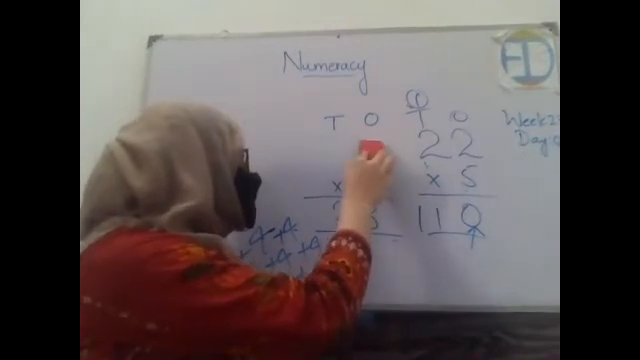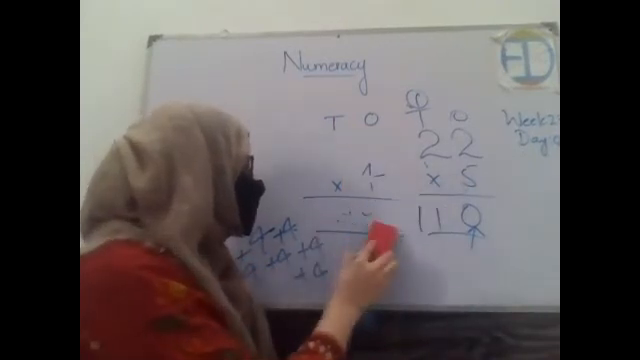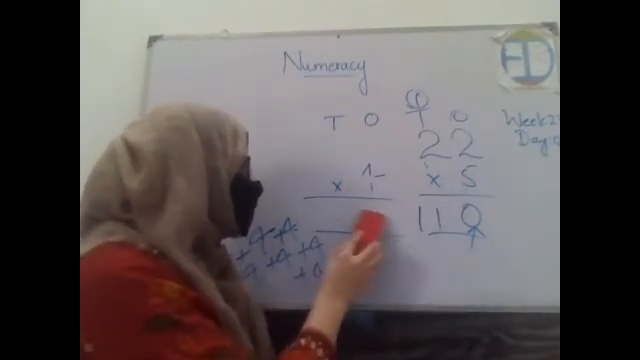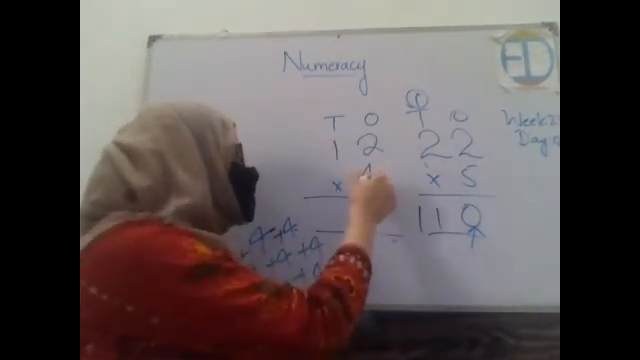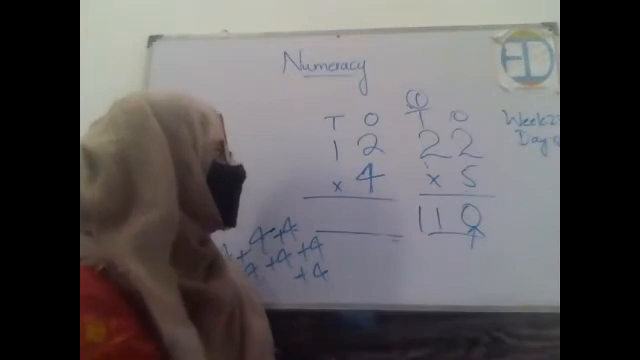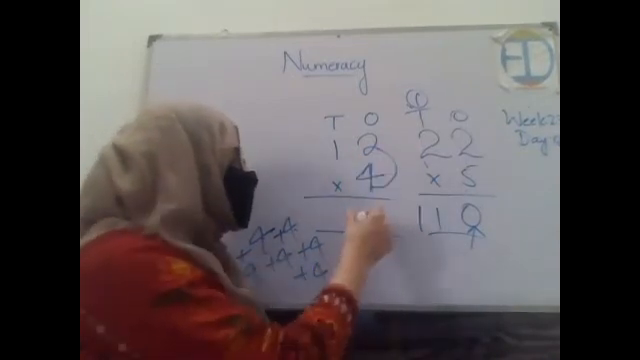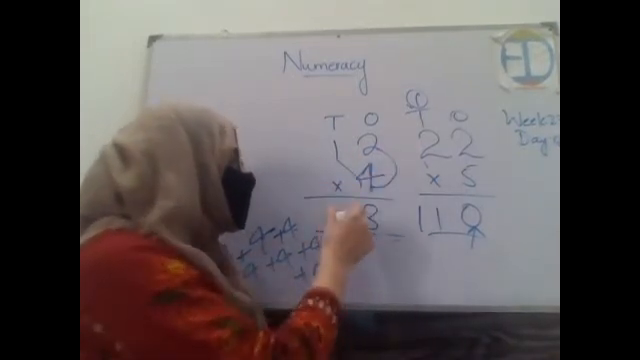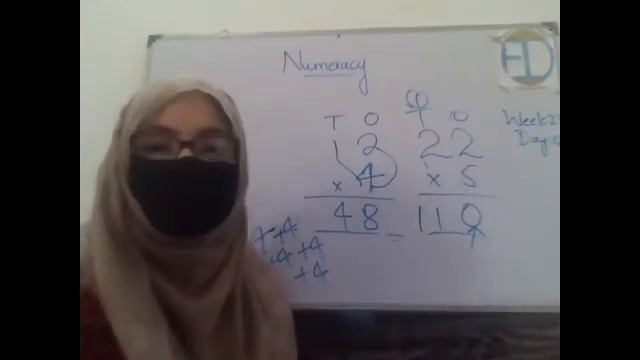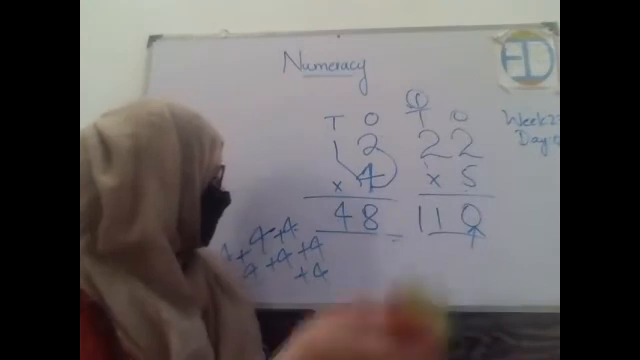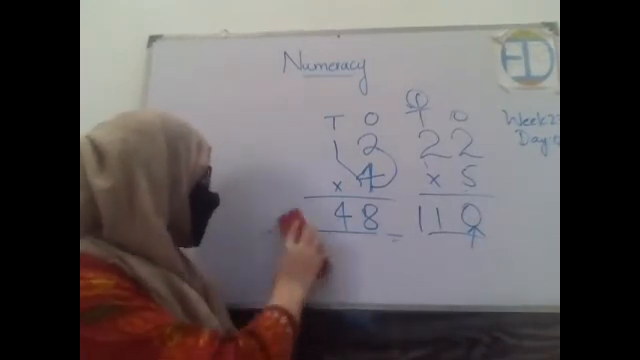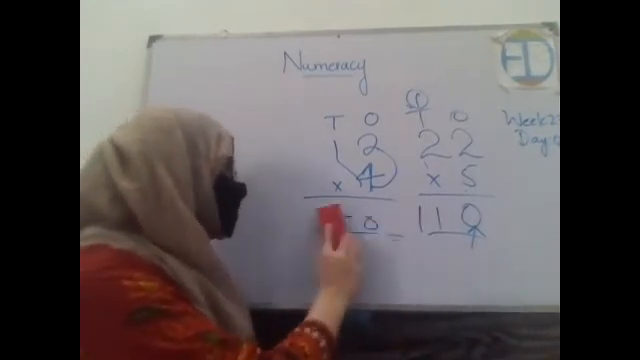Okay, let's look at this now. What is 12 times 4? So 4 times 2, 8. 4 times 1, 4. So the answer is 48, right? Okay, let's move toward the next exercise.